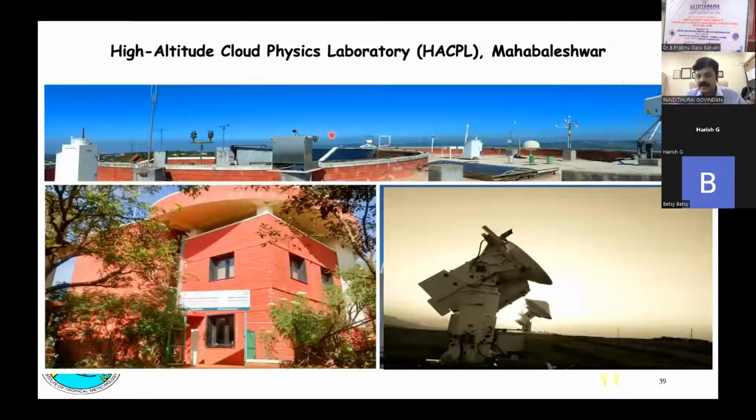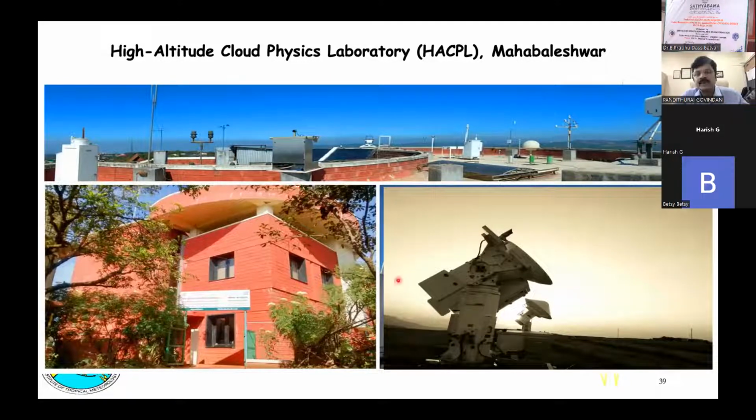In continuation to this aircraft campaign mode of observations, the aircraft campaign modes have some limitations: you have to coordinate with a lot of agencies like air traffic control. We don't have highly instrumented aircraft, so we need to hire and bring them from outside, and it involves a lot of procedures.